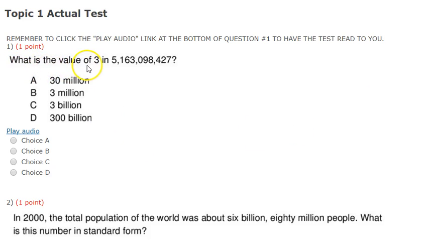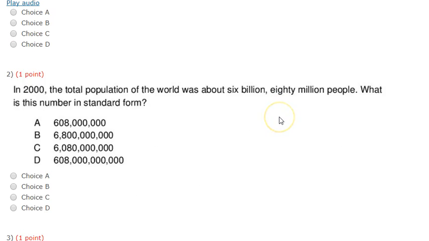What is the value of 3 in this number? Is that 3 in the 30 million place, 3 million place, 3 billion place, or 300 billion place? A, B, C, or D?